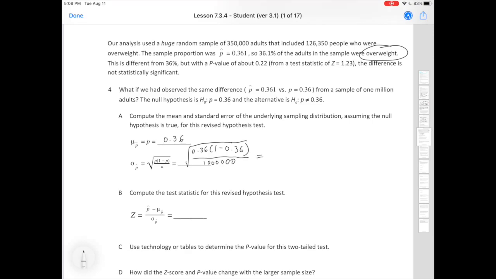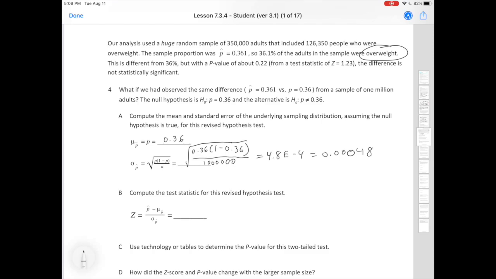So what would our sigma be? 0.36 times 1 minus 0.36, divided by 1,000,000. When I hit enter on my calculator, I get 4.8 e minus 4, which is the same as 0.00048. Okay, so that's what that means.